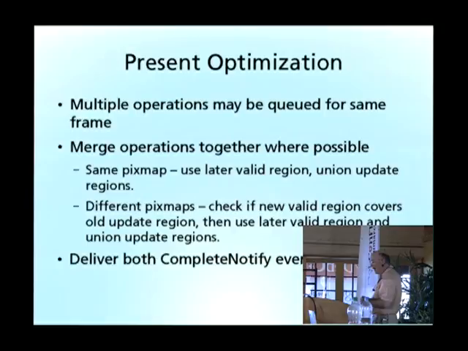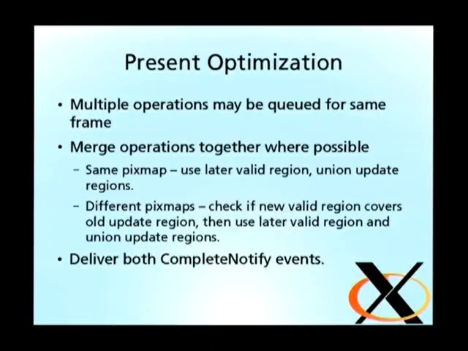Here's an optimization that Present offers. Multiple operations can be queued for the same frame. So if you have a bunch of updates to a single pixmap or updates to a disparate set of pixmaps, you can queue all of those for the same frame. If they come from the same pixmap and they have the same valid region, you can just throw the old one away and union the two updates together. If they have different pixmaps, then you can see if the new one completely replaces the old one, in which case you can throw the old one away.